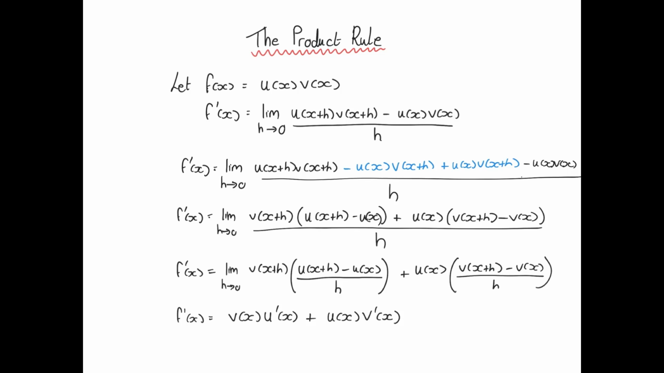So as h tends to 0, we will get v times u dash plus u times v dash. In other words, we could say v du dx plus u dv dx. So we take both terms in the product, we differentiate both of them, and sub them back into that expression. We'll see an example now.